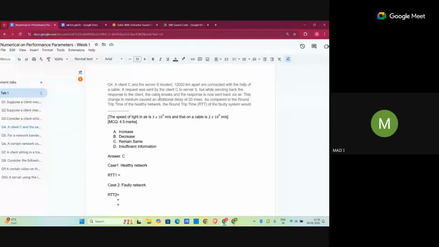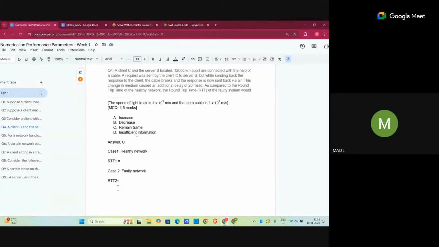So we will first calculate for the healthy network. So this will be case 1. So how do you calculate the round trip time? So for the healthy network, the medium was cable. And the distance is 12,000 kilometer. So the medium was same. For healthy network, the medium would be same, right? So we can directly write round trip time as 2 into the distance was 12,000 kilometer. We will convert it into meter. Divide by the speed will be 2 into 10 to the power 8.